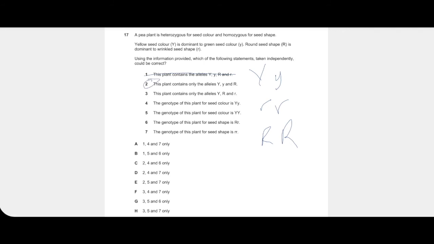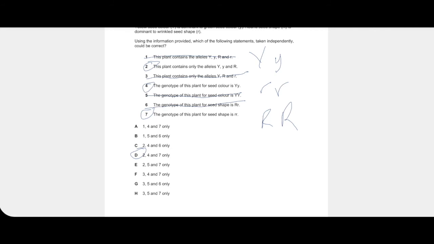Statement number 3. This plant contains only big Y, R, and little r. That cannot be the case. The genotype for this plant seed color is big Y, little y. That is correct. The genotype for this plant seed color is big Y. That cannot be the case. The genotype of this plant seed shape could be big R, little r. That cannot be the case. The genotype for this plant for seed shape is little r. That is correct, and therefore the answer is 2, 4, and 7. And the answer is going to be D.